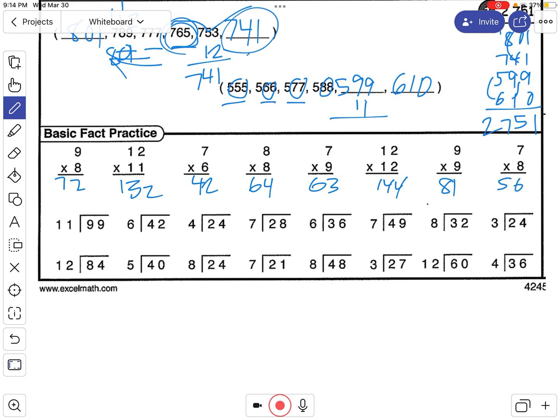56. 11 times 9. 6 times 7. 4 times 6 is 24. 7 times 4 is 28. 6 times 6 is 36. 7 times 7 is 49. 8 times 4 is 32. 3 times 8 is 24.